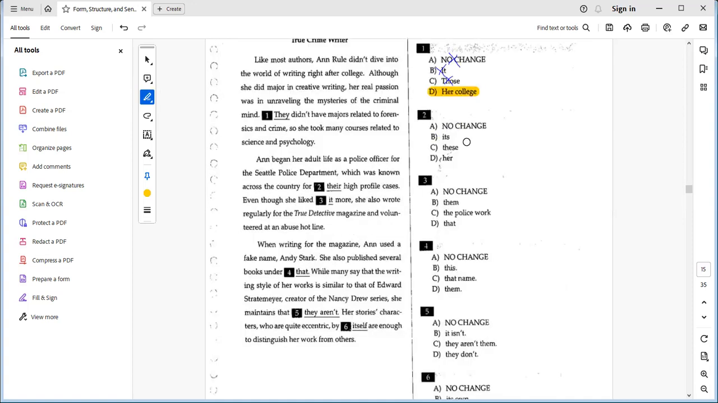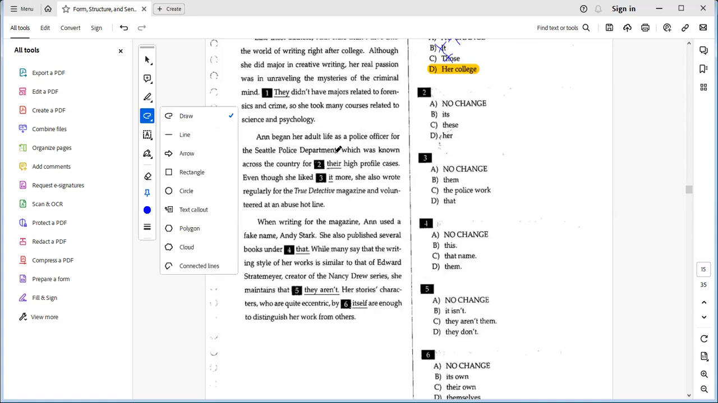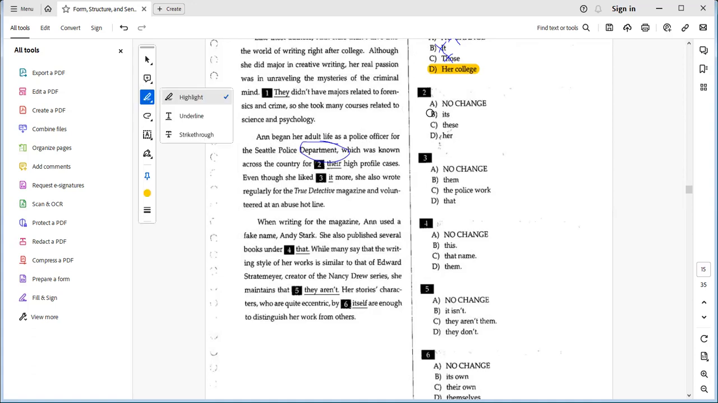Number 2, I'm going to look at it. In number 2, I have their plural. It's singular. These plural, here singular. No, elimination is not going to work here. So let's read the sentence itself. Anne began her adult life as a police officer for the Seattle Police Department, which was known across the country for high-profile cases. Here, high-profile cases, he's talking about the department. So it's not for Anne. Anne doesn't have any high-profile cases. It's for the department.